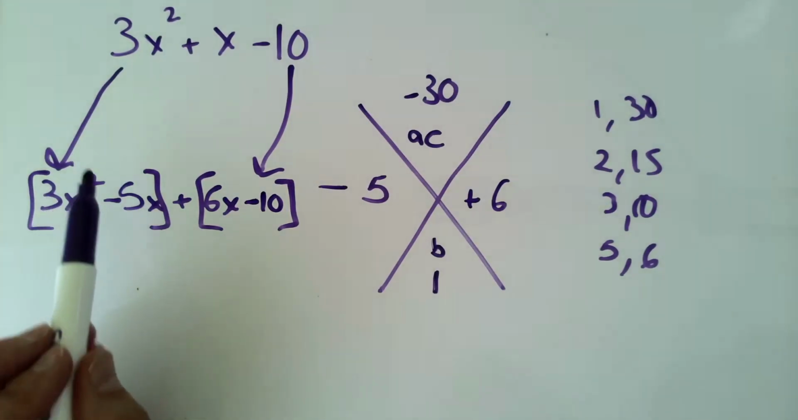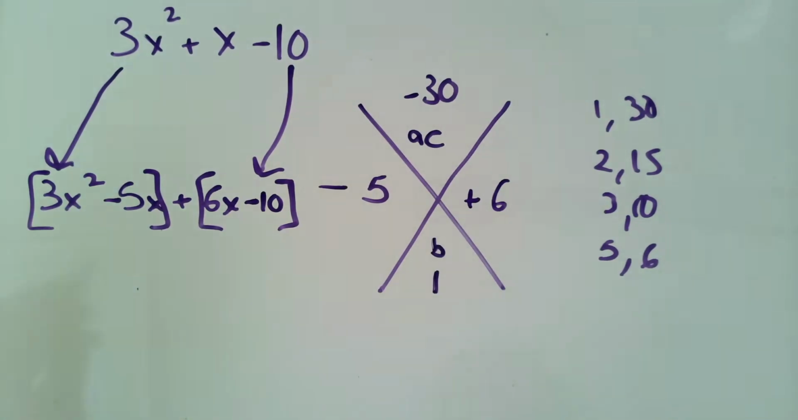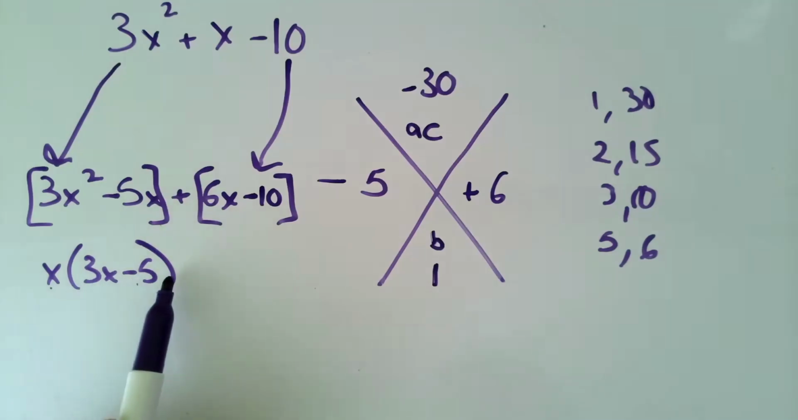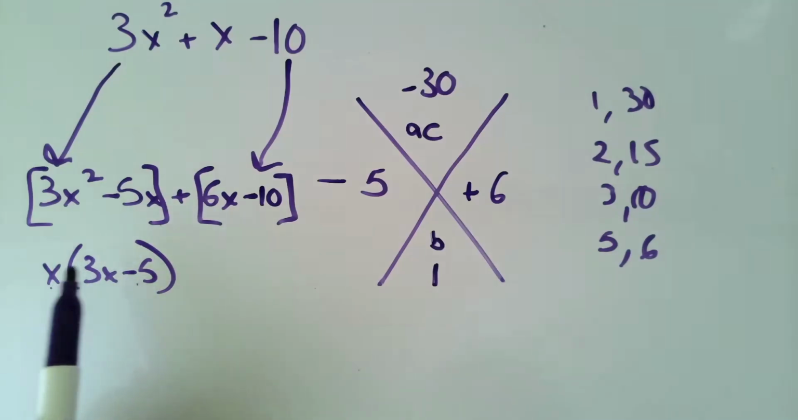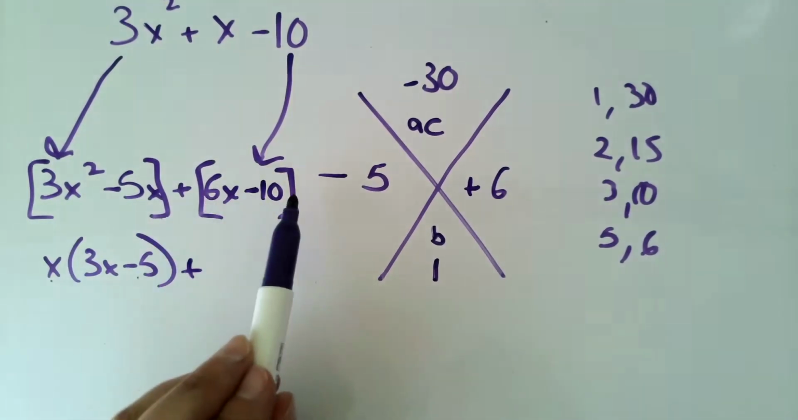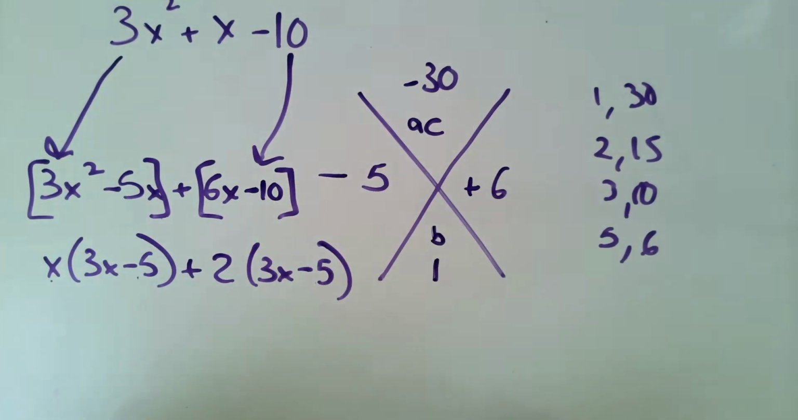Well, a 3x squared minus a 5x, the largest common factor is an x. So we can rewrite this term as x times 3x minus 5, right? That's the same thing. There's our 3x squared and our minus 5x. Plus, and now same thing, what's our largest common term here? A 2.